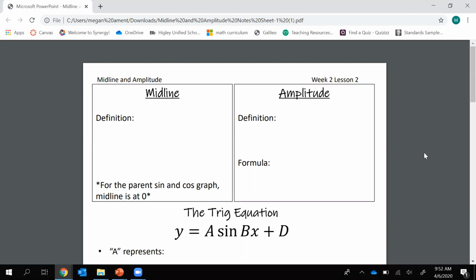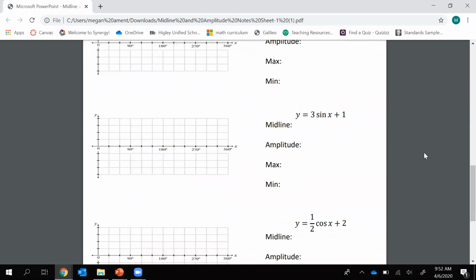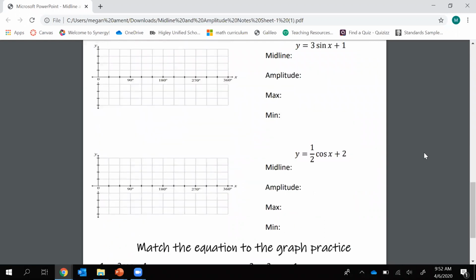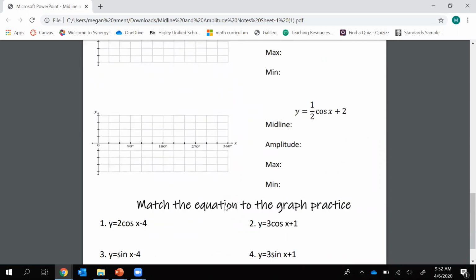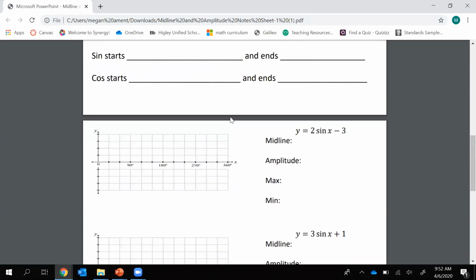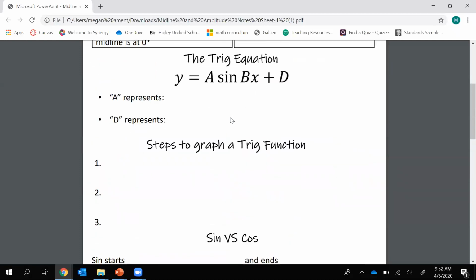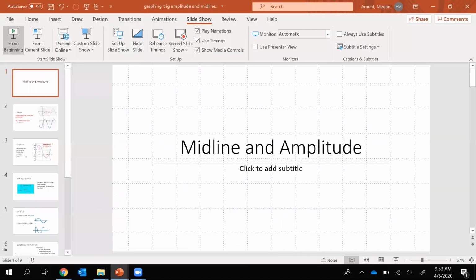Keep in mind, you should have your note sheet readily available so that you can follow along and take notes throughout this video. This note sheet is a little bit different because you're going to have some problems on here that we're not going to go over in the video. I put some on there for you to try on your own, as practice, so that you know if you're understanding the material. So let's get started on this midline and amplitude.